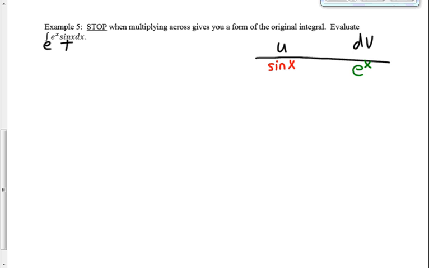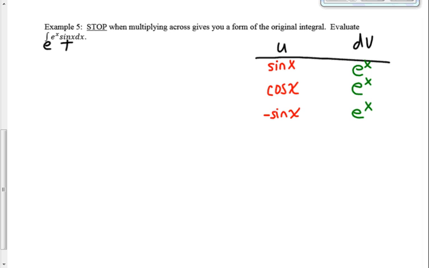So I have to continuously look across to see when I get to the same situation that I'm in right now, which is when I multiply across, I get e to the x times sine of x. So I'm going to take the derivative of u to start. The derivative of sine of x is cosine of x, and then I'm going to immediately take my dv, which is e to the x. When I multiply across, that's not the same thing as what I started with. So I do it again. The derivative of cosine is negative sine of x, and the antiderivative of e to the x is e to the x. When I multiply across, that would be negative sine of x times e to the x.